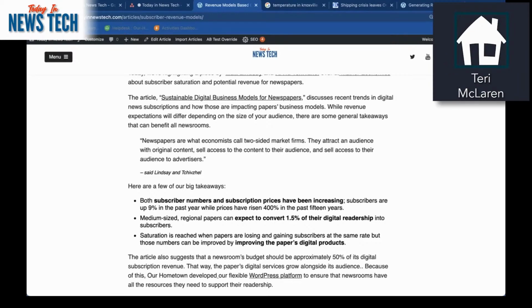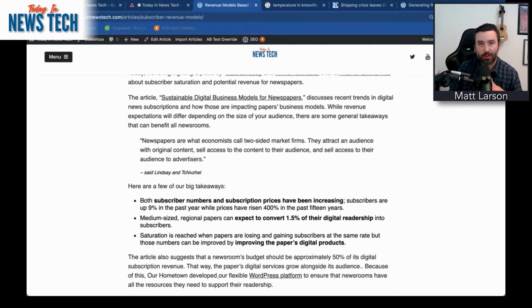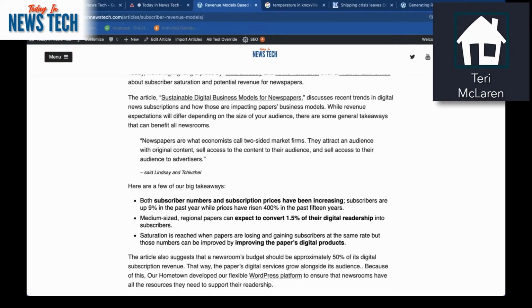I think it's interesting, the last piece there that says the article suggests that a newsroom's budget should be approximately 50% of its digital subscription revenue. What is that newsroom budget? Is that print and digital? I think they just mean the editorial budget for creating the news, paying the reporters and the editors, 50% of the subscription revenue. And then you've got ad revenue that's just on top of that, definitely covering your costs with digital subscriptions. Right. So it's kind of an incentive right there to build up your digital model so that you have a better budget for your newsroom overall.